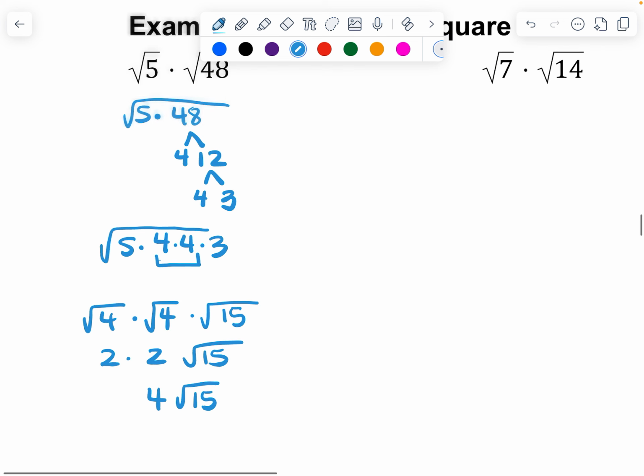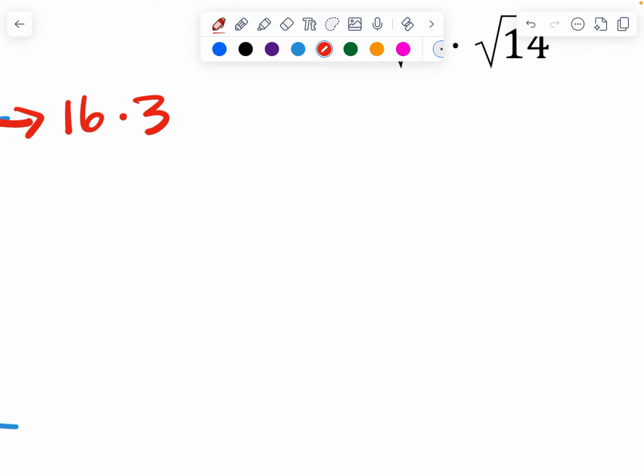Now personally, I know that for 48, oops, I meant to do that. I meant to do this. I know in my brain that this is 16 times 3. So I would have done it that way, but does it matter? No, because you get the same answer.